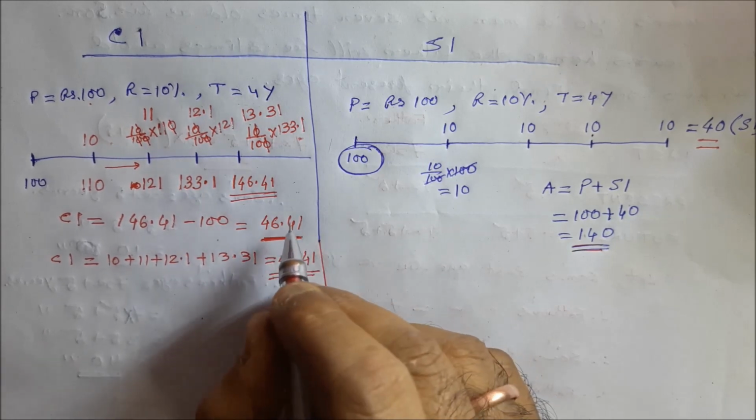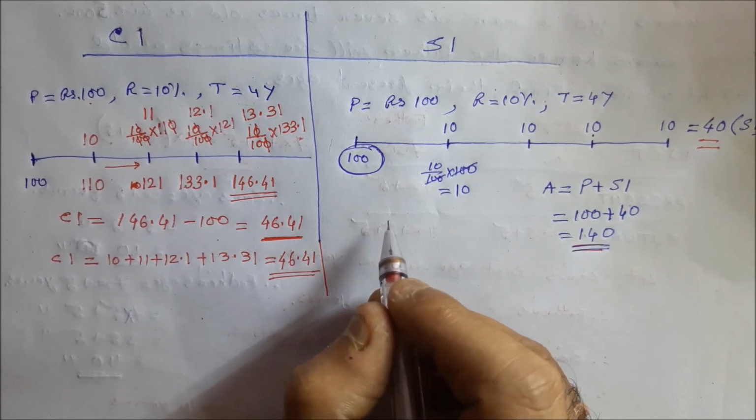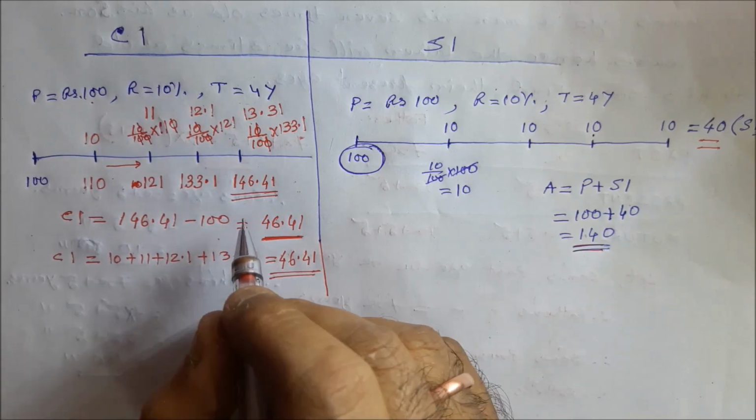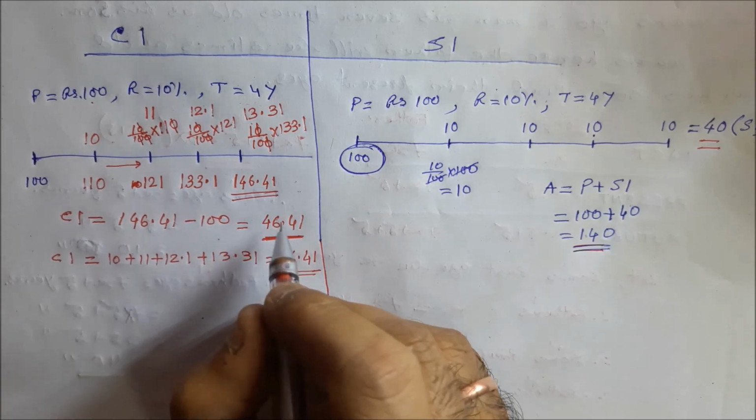See, actually we have understood the concept of SI and CI by using this example. But if I follow this process to calculate compound interest, then it will take huge time. So we have to learn some formulas to solve CI problems very easily.